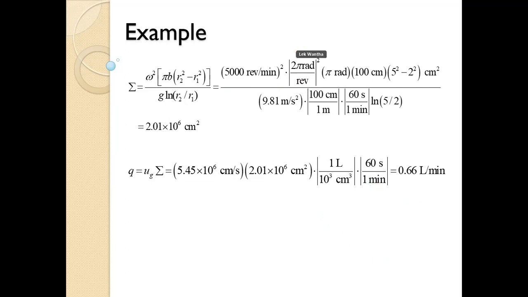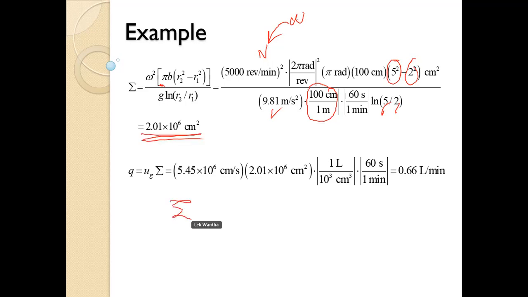You have to convert the unit of omega to n. One revolution equals 2 pi radians, multiplied by pi, and also R2 minus R1 for this square, divided by g. This is R2, this is R1, and this is the unit conversion: 1 meter equals 100 centimeters, and 1 minute equals 60 seconds. And then you know the sigma factor.